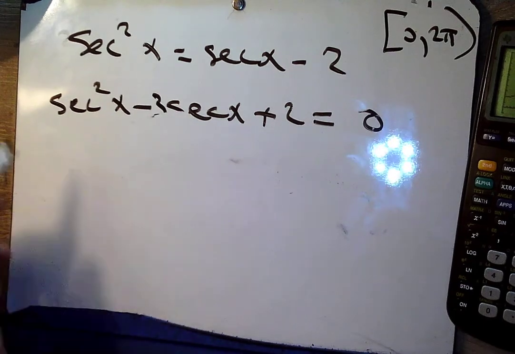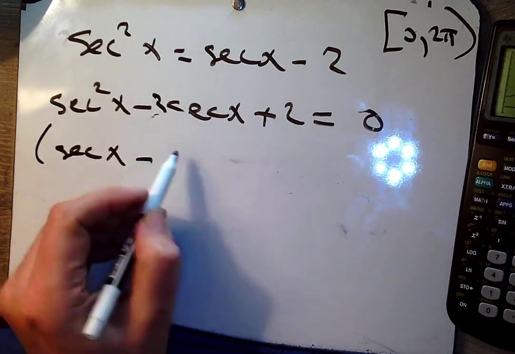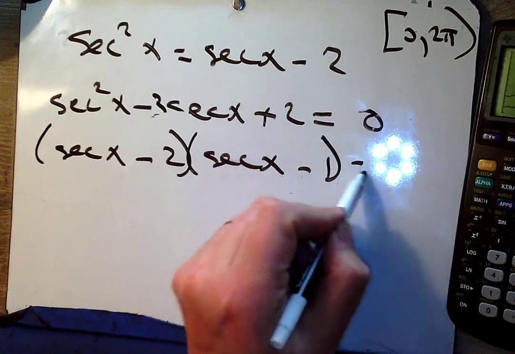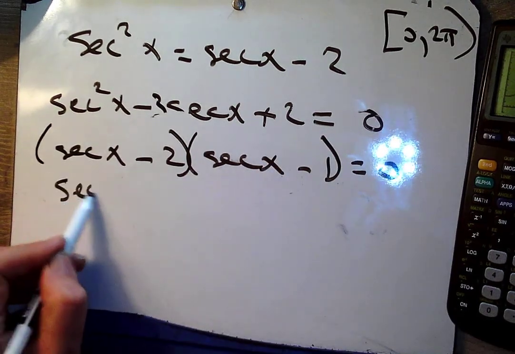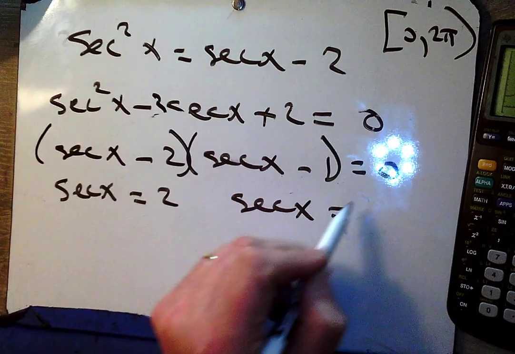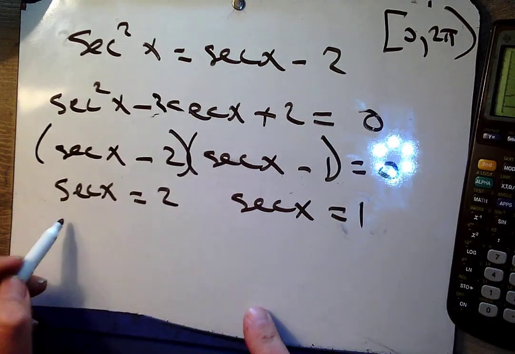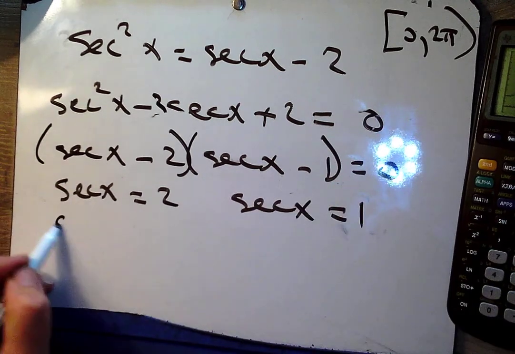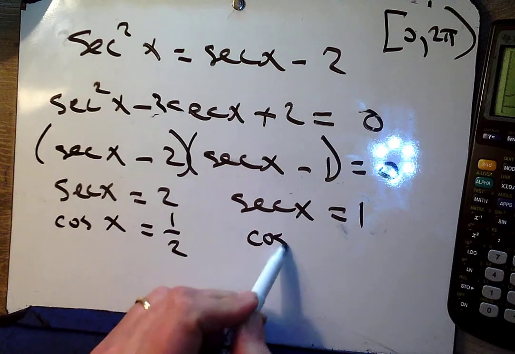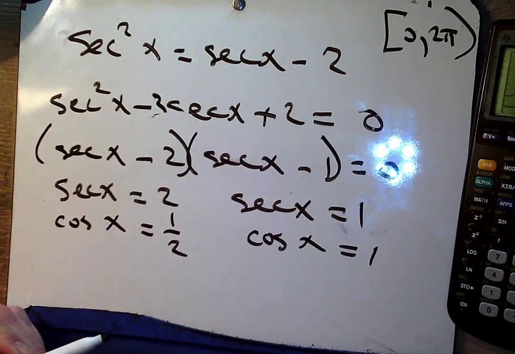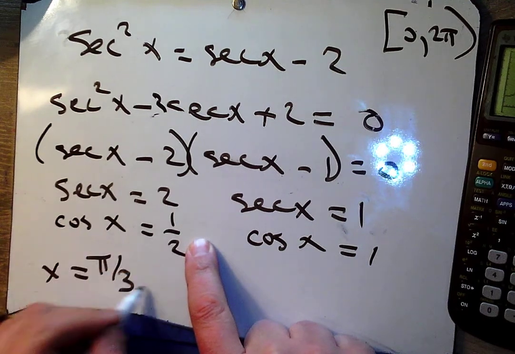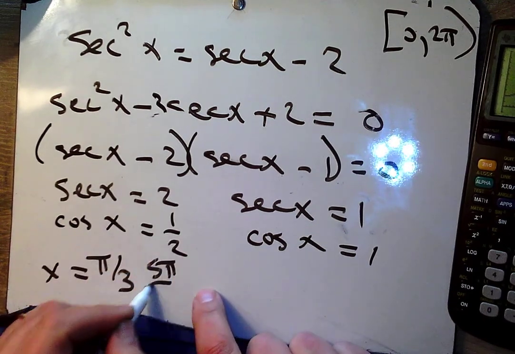Okay, that one does factor. Secant x minus 2, secant x minus 1. And so I've got secant equals 2 and secant equals 1. Some people need to say reciprocals. Cosine is 1/2. Cosine is 1. So when is cosine 1/2? Well, that's at pi over 3 and 5 pi over 3.